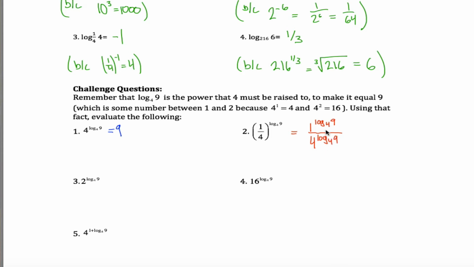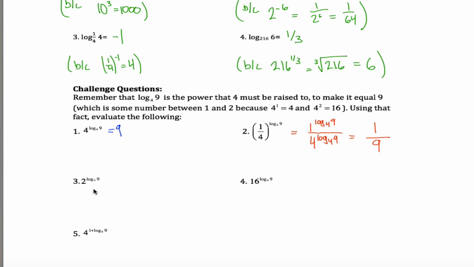This might look weird, but think (1/2) to the 3rd power. That's just 1 to the 3rd power over 2 to the 3rd power. Well, same idea here. So what is 1 raised up to the log base 4 of 9? Well, 1 raised up to any power, except for 0, is equal to 1. What about 4 to the log base 4 of 9? I just figured that out. That's 9. I did that over here. It's just 9. This answer's got to be 1/9 right here.